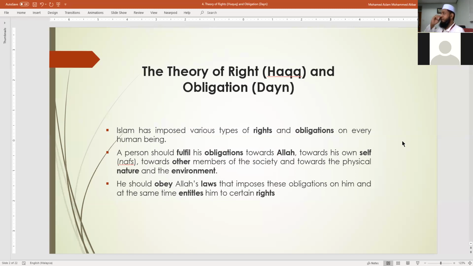Right? This is where we are not only talking about human-related rights and human-related obligations. Of course, we are talking about hablun min Allah, which is the rights and obligations towards Allah subhanahu wa ta'ala. Then we talk about hablun minan nas, which is the obligations or rights towards human beings, the fellow citizens. Then we also talk about hablun minal kaun. The kaun is actually the environment, the universe, the planet.